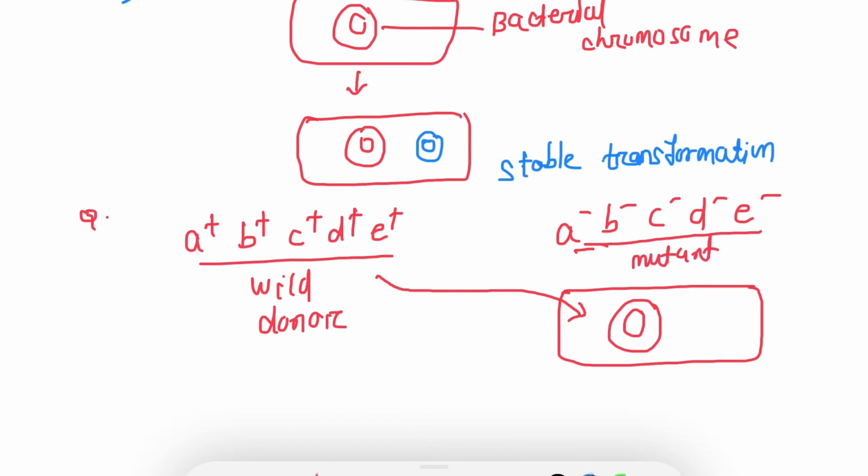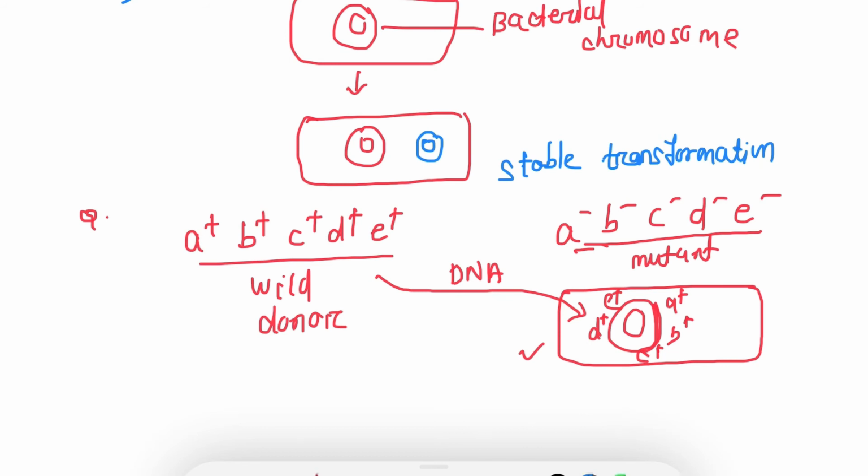Okay, so when the single stranded DNA is transformed into the bacteria, it will be integrated into the bacterial chromosome at the homologous region, right? After the integration into the bacterial chromosome, this transformed cell was tested, and it is found that all the donated genes are present here. A, B, C, D, E, all the genes recombined and are present.